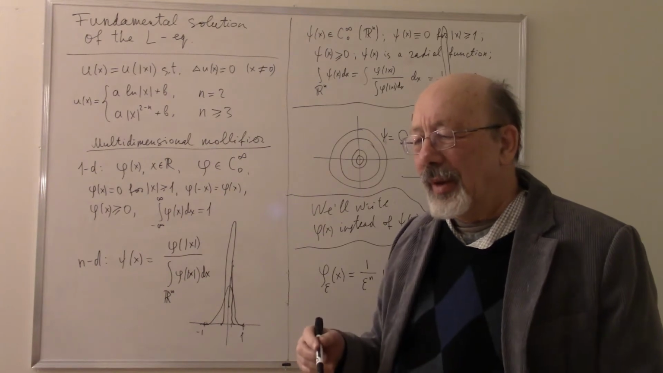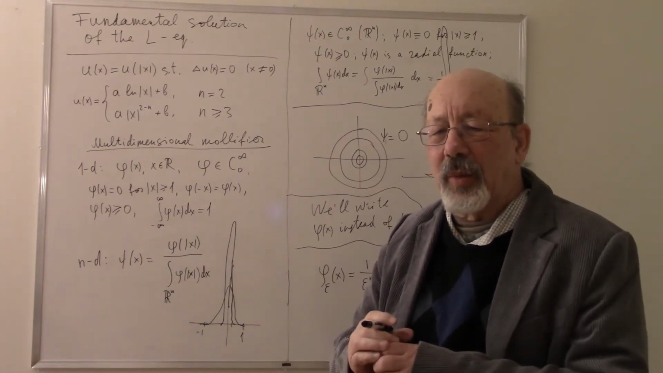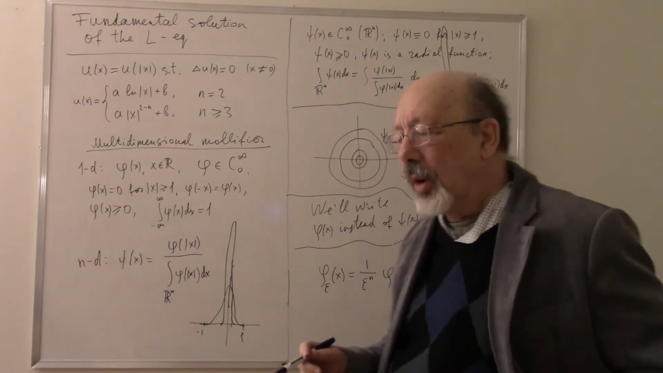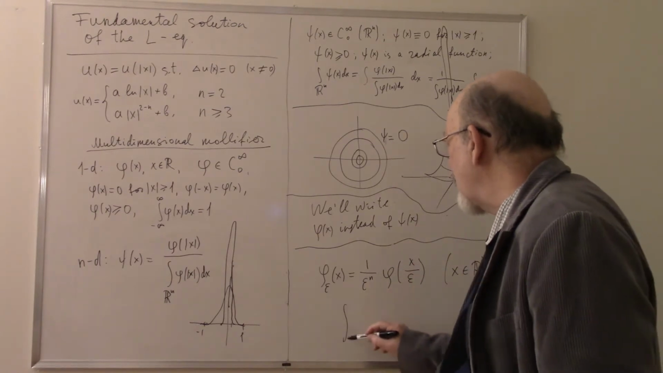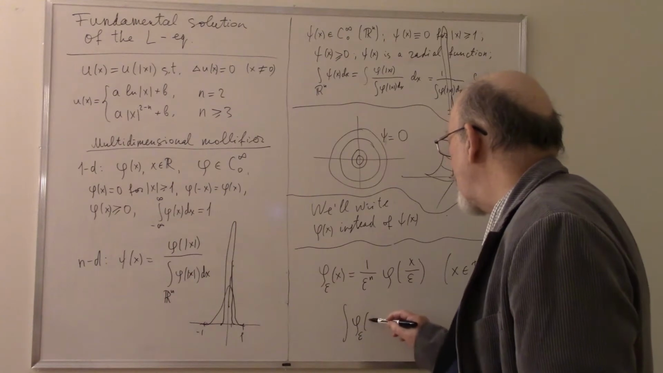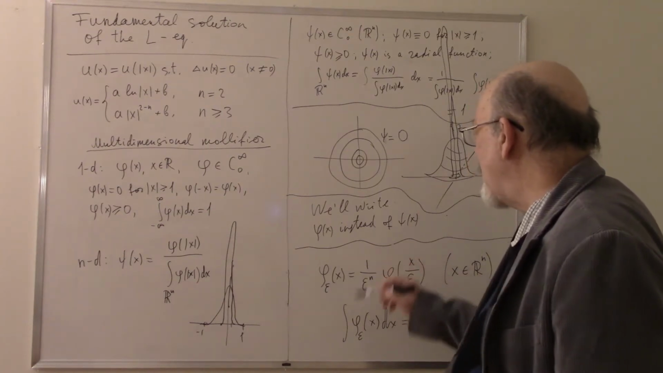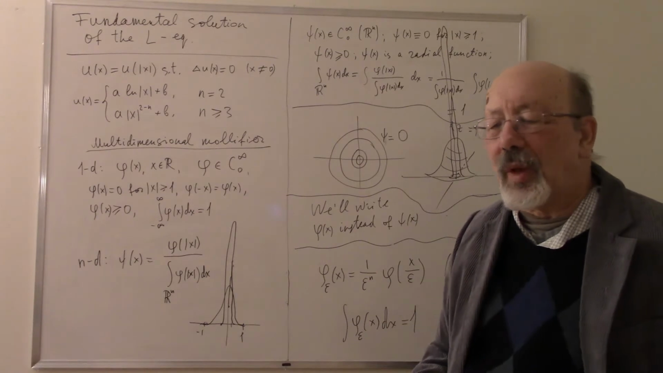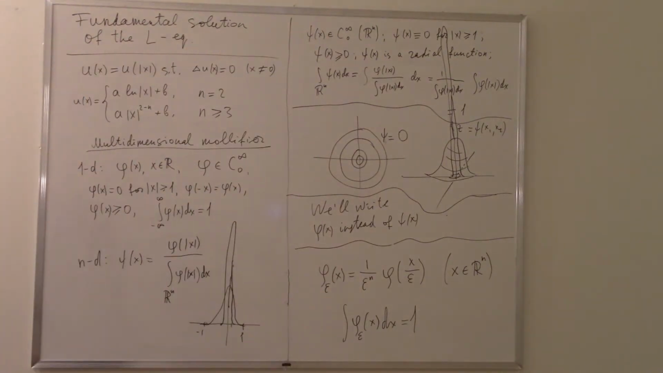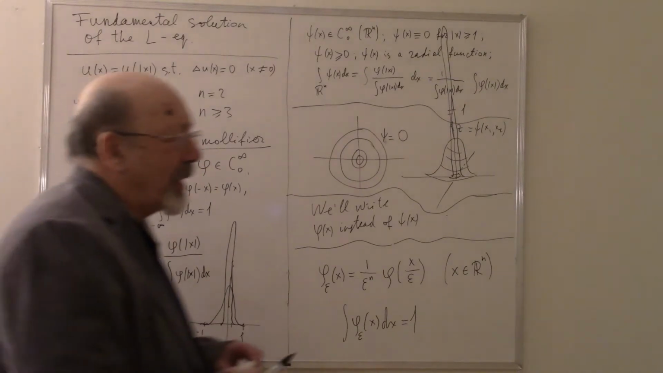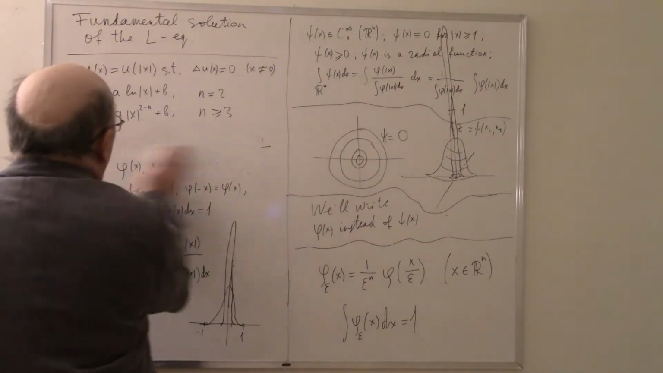If you remember how it is done, the Jacobian of this transformation is equal to epsilon to the power n. And to keep the condition that the integral of phi epsilon of x dx equals 1, we have to divide by the same epsilon to the power n. So we have this function phi epsilon of x. And the use of this function is the following. We use it to approximate any continuous function by a smooth function. So, in one dimension.